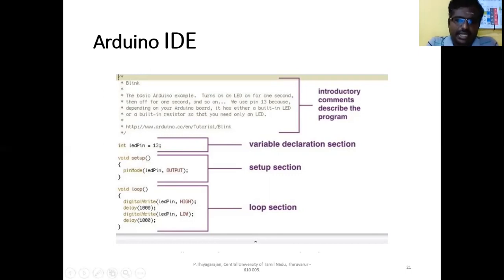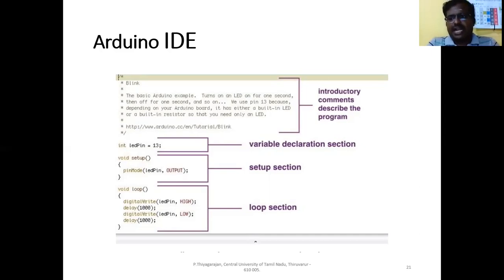The third section is the setup section, which says which pin in the Arduino will be used as an output pin. And the final section is the loop section, which is the logic of the task for which we are going to code the microcontroller. The logic will essentially be in this loop.